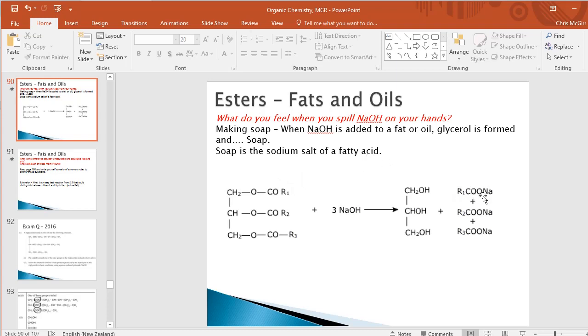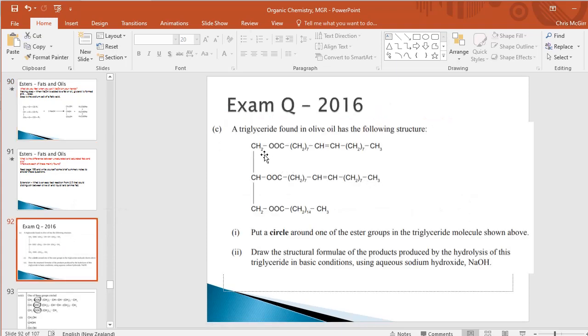This here, carboxylate salt, with sodium, that is a soap. Let's look at some exam questions. Okay, 2016. A triglyceride found in olive oil has the following structure. Here is our triol, splitting between these oxygens here, and then this is a carboxylic acid, this is a carboxylic acid, this is a carboxylic acid. So the questions are pretty easy.